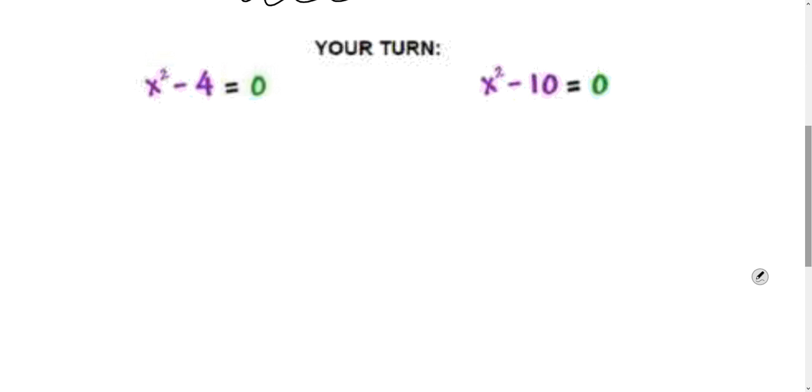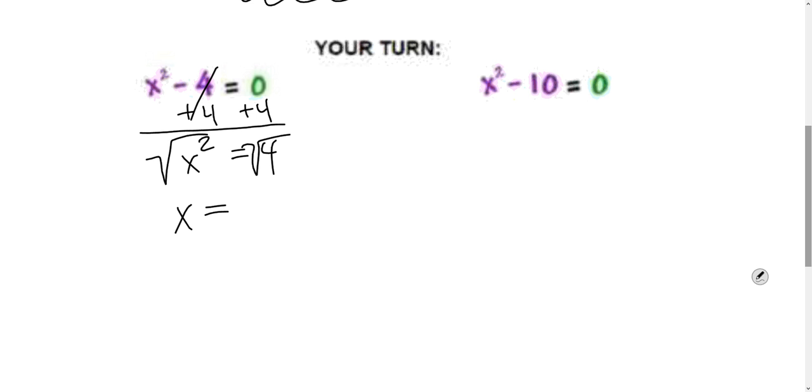So this stuff is pretty straightforward. It's pretty basic. Trying to get x squared by itself, so we would add 4 to both sides. These cross out. So we're left with x squared equals 4. We square root. So we end up with x equals plus or minus 2. So there's our answer.